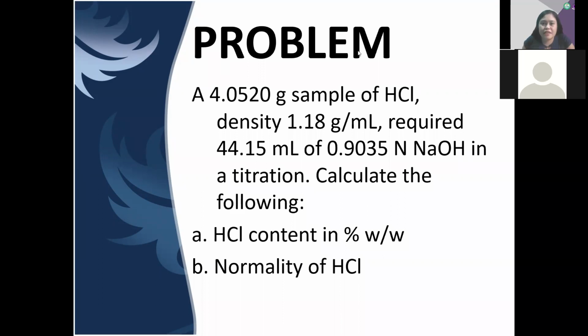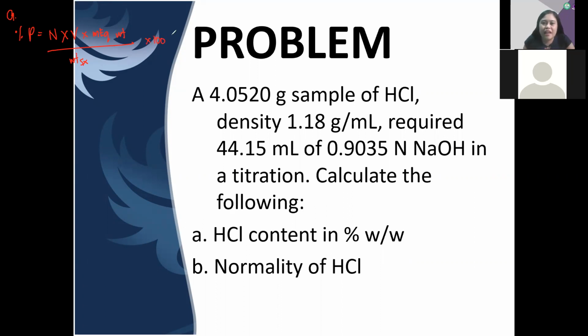What was your answer? Let me see. Can you send it in the chat box? What's your answer for letter A? This is for letter A. Percent purity is equal to N times V times milli-equivalent weight, divided by the weight of sample, times 100.